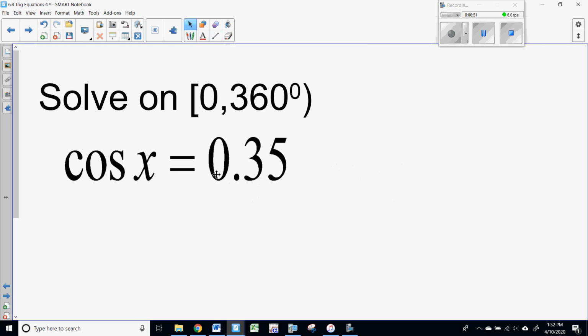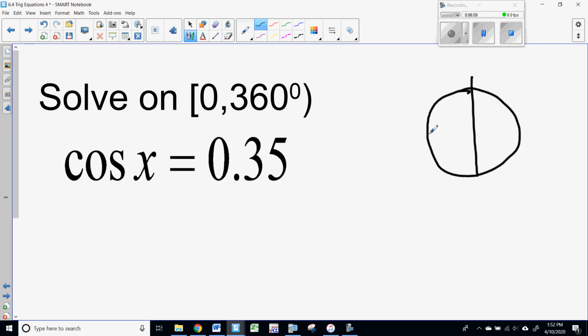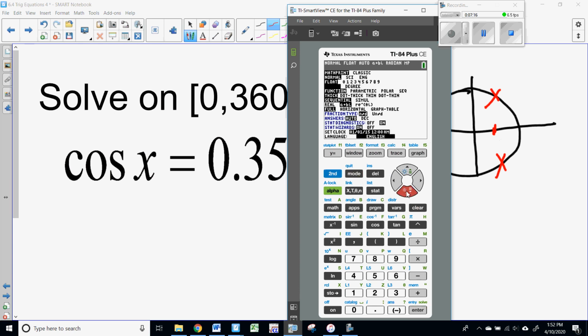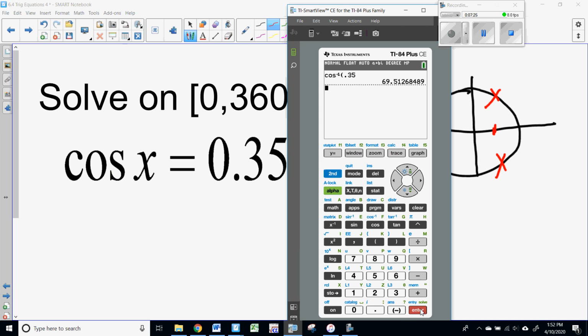Cosine of 0.35. Once again, we are back to degrees. So to get us started, let's draw a picture to think about where these angles are. Cosine of 0.35 is the x-coordinate, so that's about here. So I have one answer here and one answer there. When I go to my calculator, first I'm going to switch it to degree mode, and I'm going to find that first answer on the calculator.